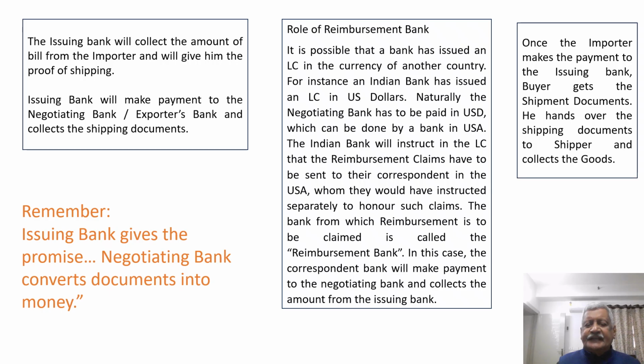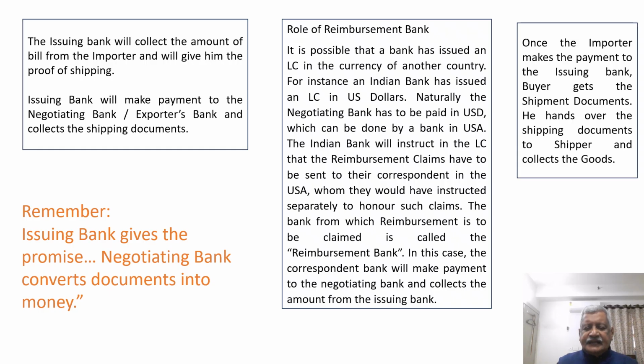The role of reimbursement bank. It is possible that a bank has issued an LC in the currency of another country. For instance, an Indian bank has issued an LC in US dollars. Naturally, the negotiating bank has to be paid in USD, which can be done by a bank in USA. The Indian bank will instruct in the LC that the reimbursement claims have to be sent to their correspondent in the USA, whom they would have instructed separately to honor such claims. The bank from which reimbursement is to be claimed is called the reimbursement bank.